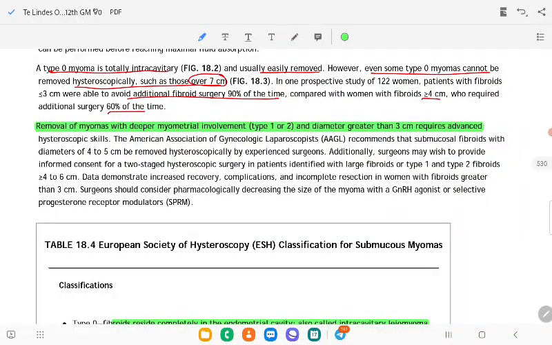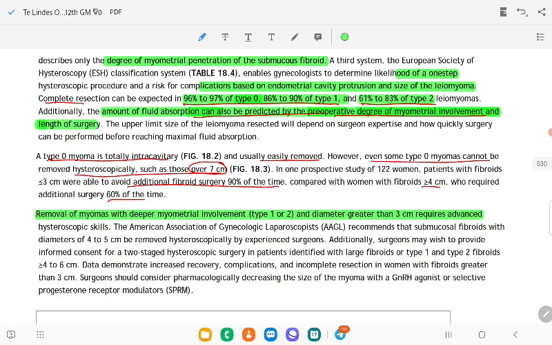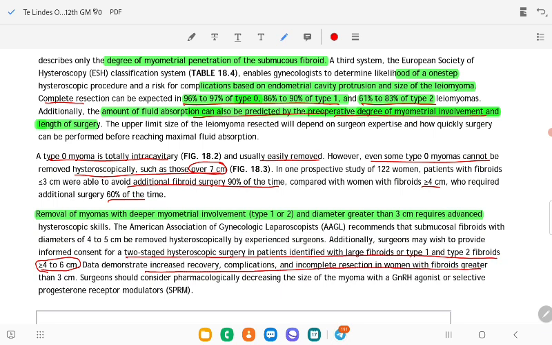For removal of a myoma with deep myometrial involvement, type 1 or type 2, with a diameter greater than that, advanced hysteroscopic skill is required. Four to 5 centimeters can be removed by an experienced hysteroscopic surgeon. The surgeon may wish to provide informed consent for two stages: a two-stage hysteroscopic surgery if the patient has a large type 1 or type 2 fibroid, more than 4 to 6 centimeters. Data demonstrate more complications in resection of fibroids greater than 3 centimeters.